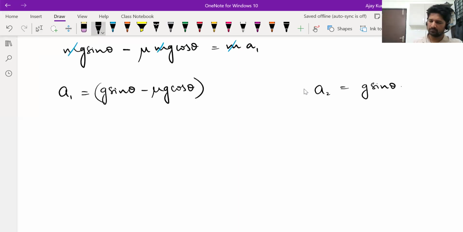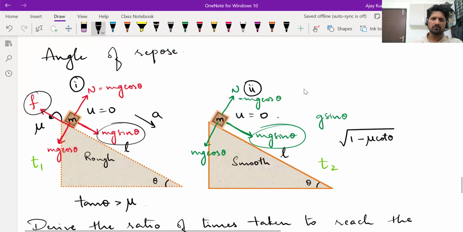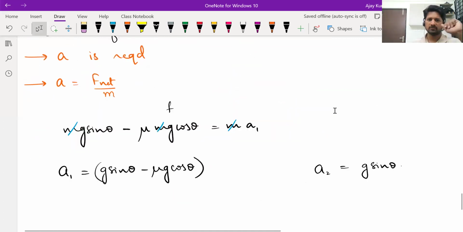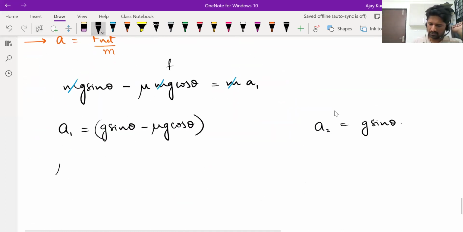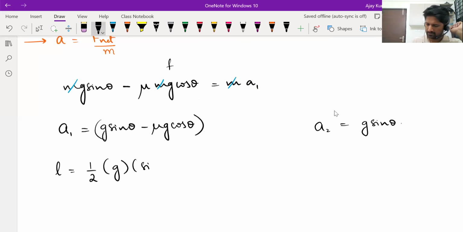Now we can calculate time. S is equal to ut plus half at square. In both cases, the initial velocity is 0, so displacement will simply be half at square. For the first block, you can write L is equal to half this whole acceleration. I'll take g common. You'll be left with sin theta minus mu cos theta. So that's half a t1 square.